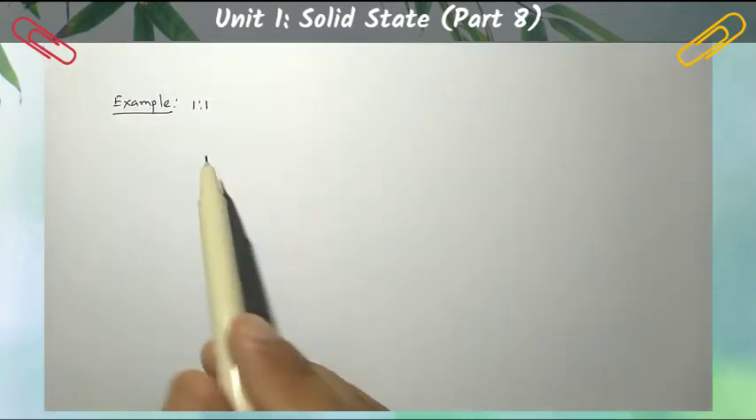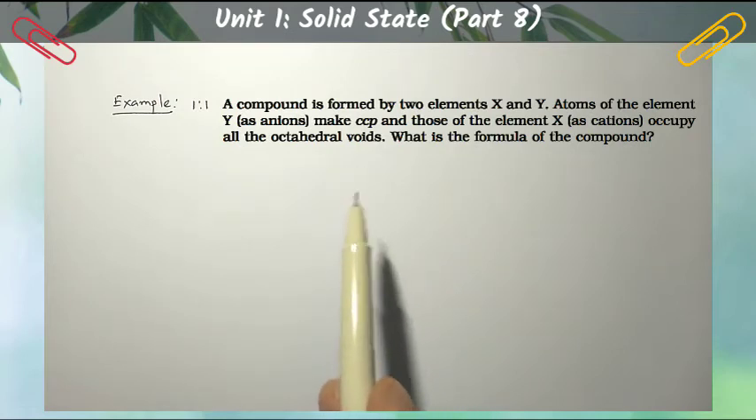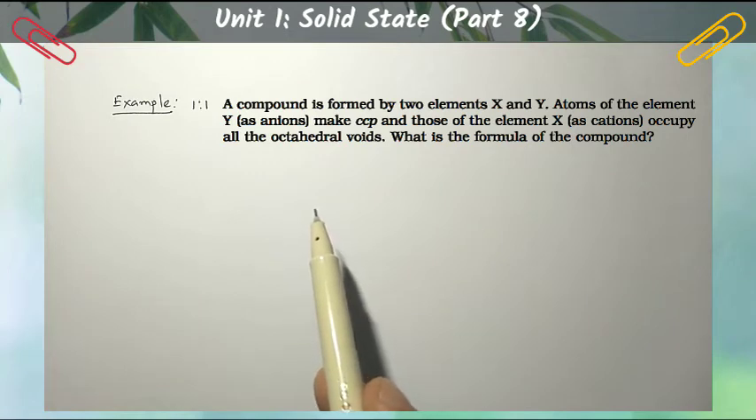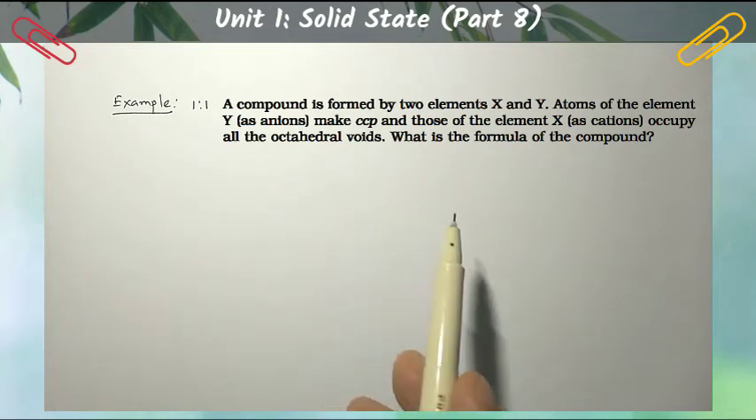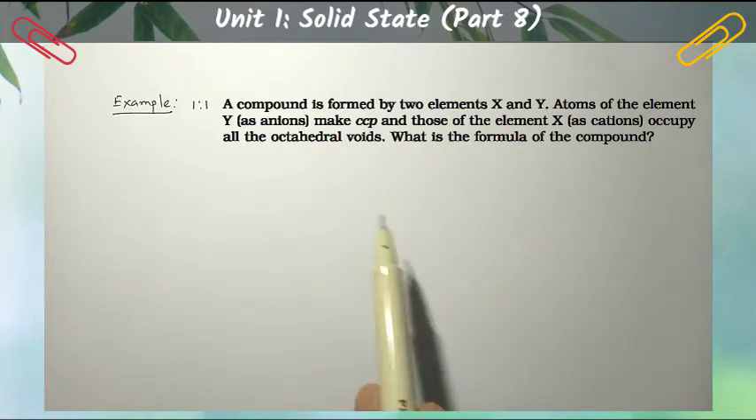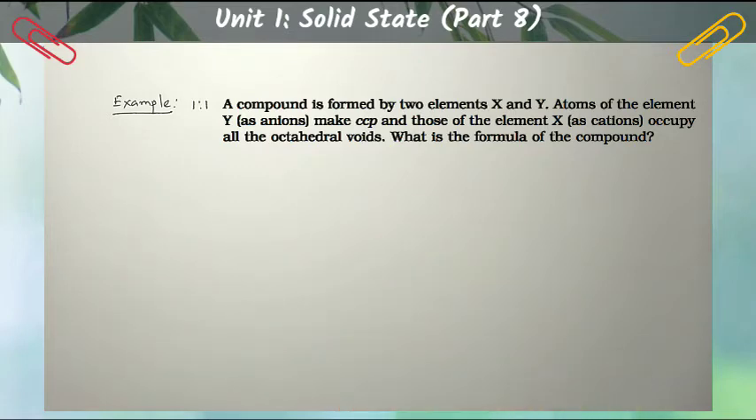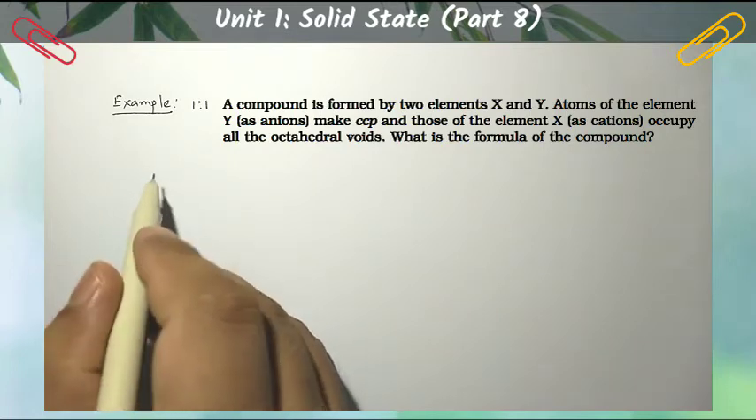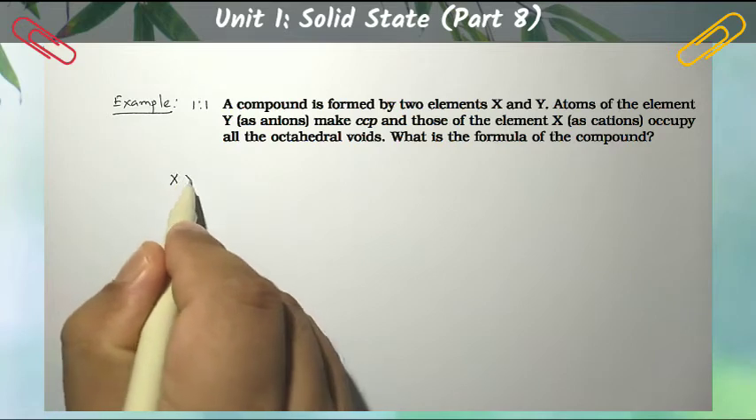Here the example is: a compound is formed by two elements X, Y, and the atoms of the element Y make CCP, that means the anions, CCP 3D packing, and those of the element X as cation occupy all the octahedral voids. What is the formula of the compound? So we have to find out the formula of the compound. What is given? The compound is formed by the two elements, X and Y.